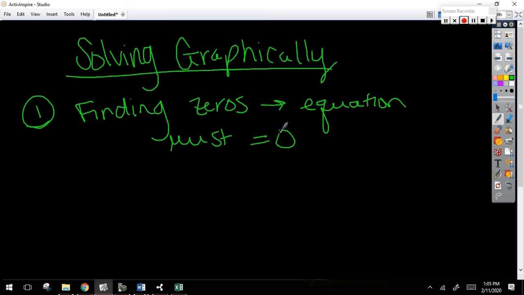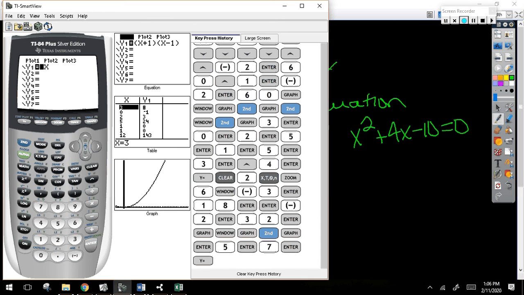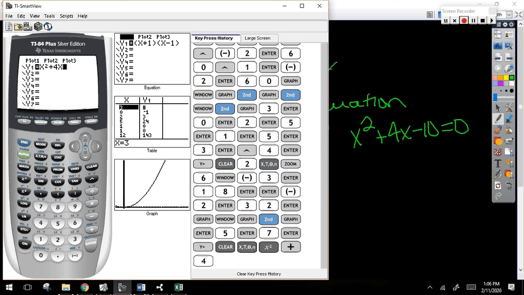So, we had already manipulated that equation to equal 0, right? We had x squared plus 4x minus 10 equals 0. So what I'm going to do is take out my calculator and graph that in y equals. You go back to Zoom 6, so we're on a standard window.